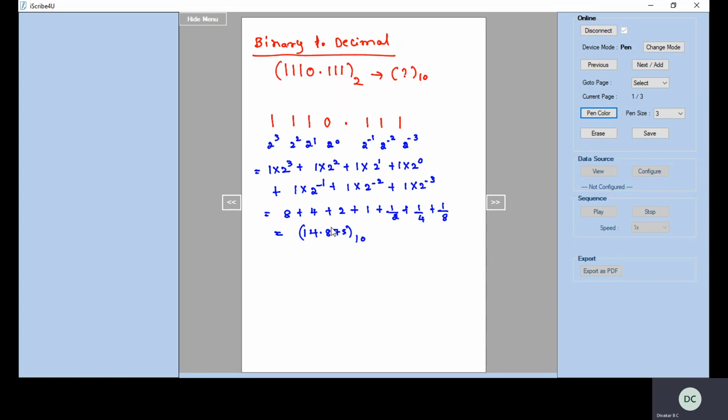Next conversion, decimal to binary number system.